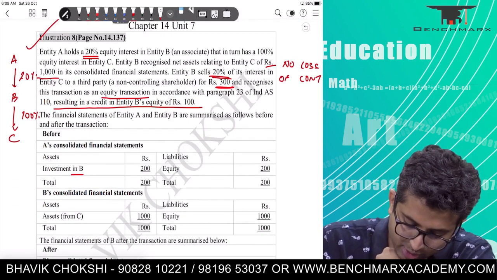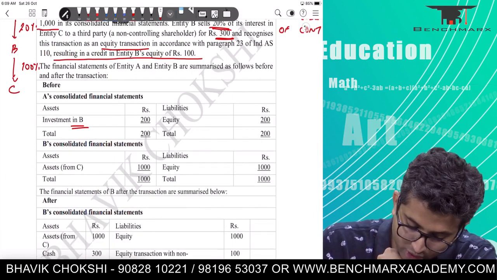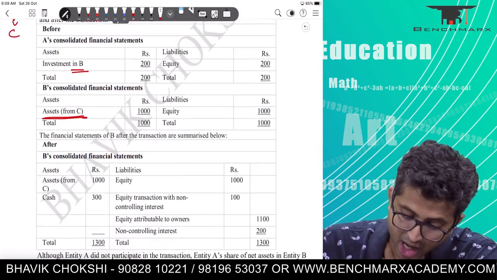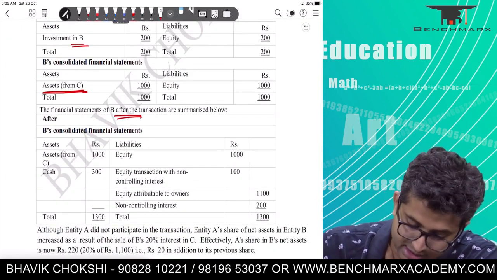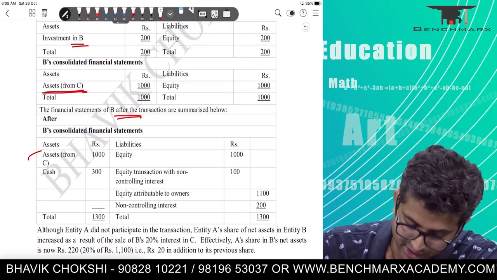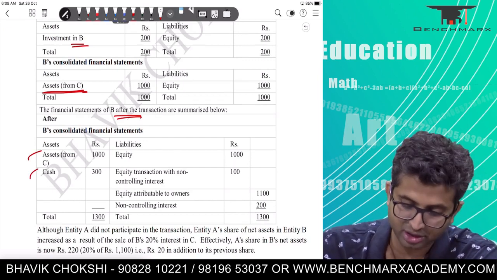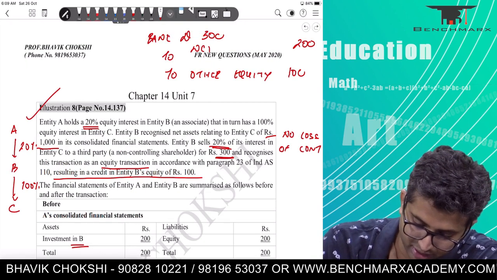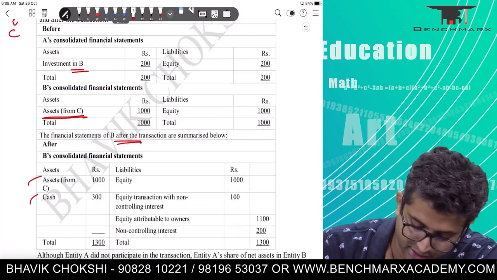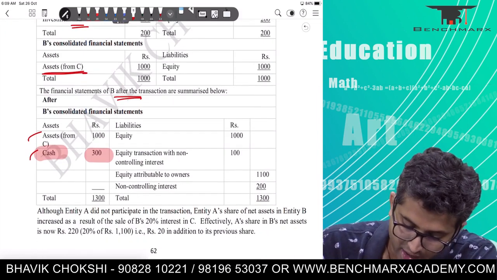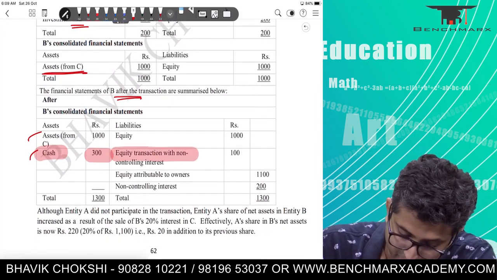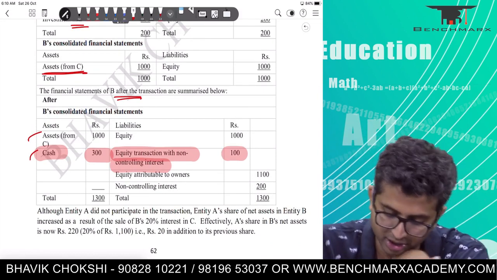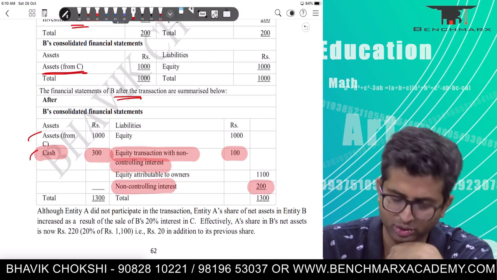So A has shown the investment in B. B has shown the assets from C. That's a relevant extract, that is 1000. And after the transaction, B still has control and it still shows the assets. But at the same time, B has received this 300, and hence this 300 will also appear. Equity continues to be 1000, and there is an equity transaction with non-controlling interest owners. So this is a part directly of equity, and as we have recorded a non-controlling interest of 200.